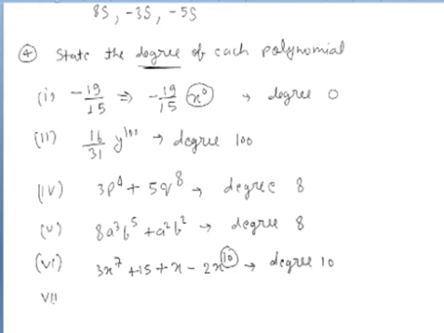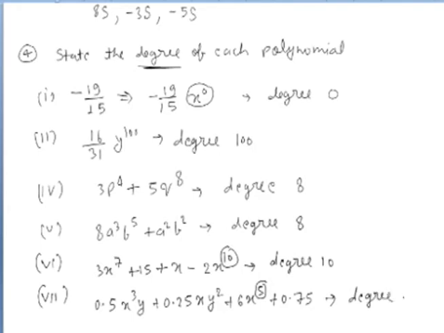And question number 7, 0.5 x cube y plus 0.25 x y square plus 6x to the power 5 plus 0.75. Just see carefully in this term: here 3 plus 1, 4, here 2 plus 1, 3, but the maximum is 5, so the degree is 5. Okay, so in this way we have to find the degrees.